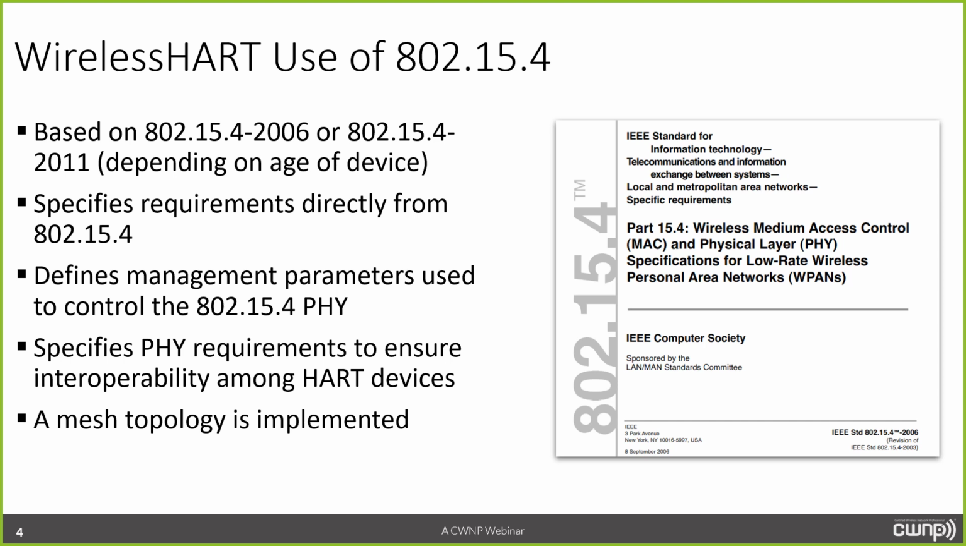WirelessHART specifies the requirements directly from 802.15.4. It provides tables listing exactly what's required, and it also defines management parameters used to control that PHY. It specifies the requirements of the PHY to make sure that there's interoperability among all the different HART devices. And it does implement a mesh topology. And so what that means is that there are redundant routes through the network to the eventual network manager, gateway, security manager, all the components that make WirelessHART actually work.